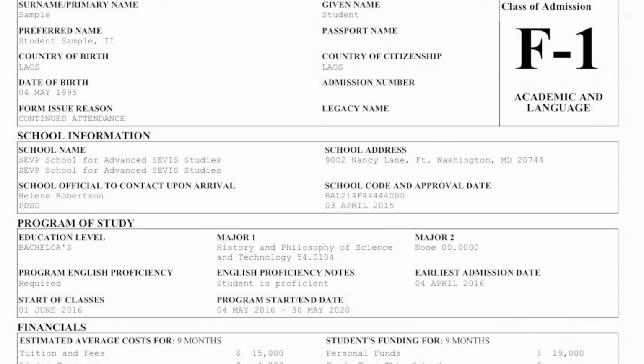So the school code and approval date of the school code, the study program, the level, if it's master's, undergrad, start day of classes. And this is really to help you because you cannot enter the US more than 30 days before your start date, the major, and all of those things, and the program start and end date. It tells you your earliest date of admission. So in my case, based on when this was issued, I could not enter the US earlier than December 10, 2022. And then it gives you your financials, and it tells you how you're going to pay for school.